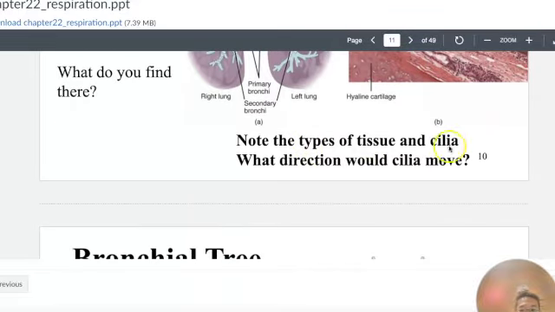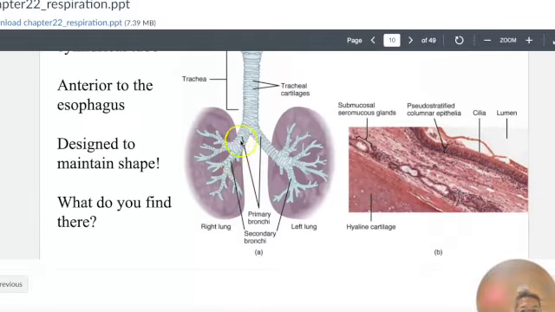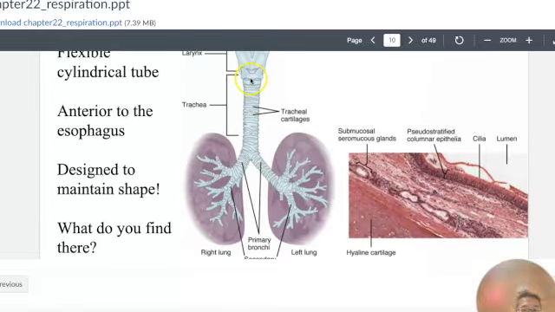Note the type of tissue and cilia. Again, remember, they're beating outward, beating outward for you to swallow. So you're always getting trash out of there. That's why sometimes we have mucus.